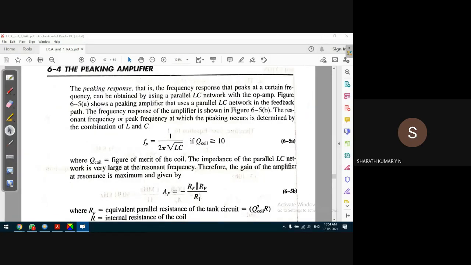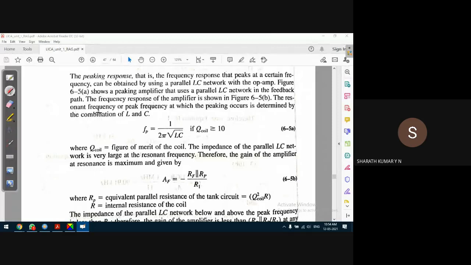In a peaking amplifier, the resonant frequency or peak frequency at which the peaking occurs is determined by the combination of L and C. That peaking frequency is given by 1 by 2 pi square root of LC, if the quality factor Q of the coil, which is the figure of merit of the coil, is greater than 10. For a figure of merit of 10 and above, this formula holds good: Fp equals 1 by 2 pi square root of LC.